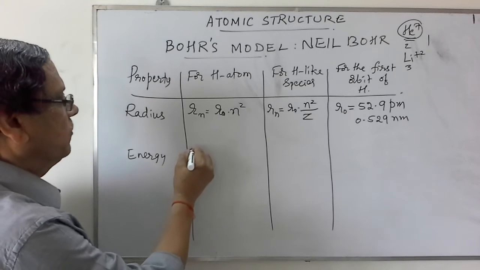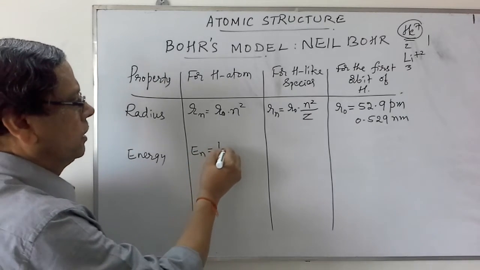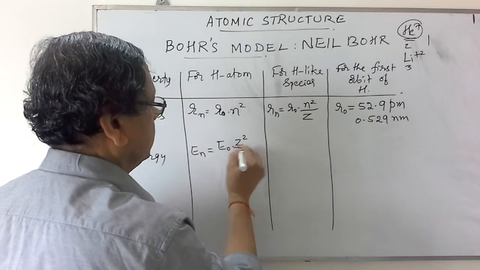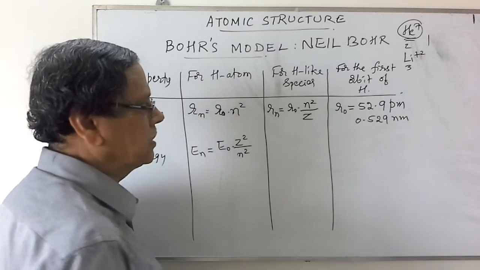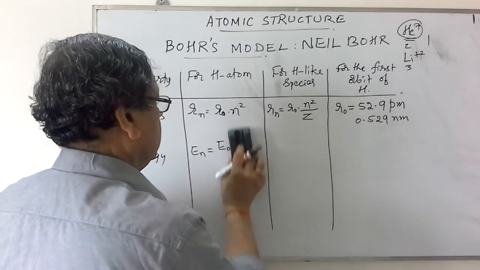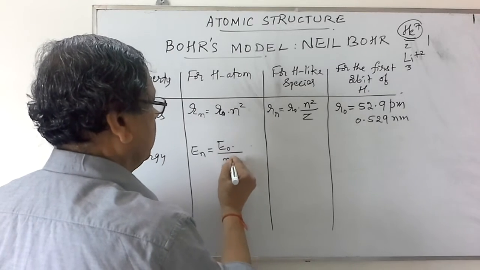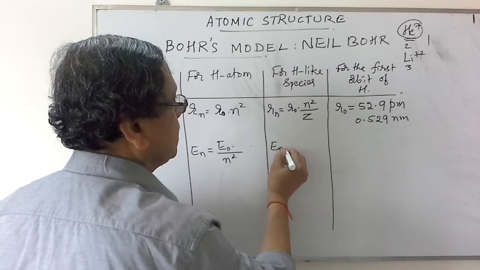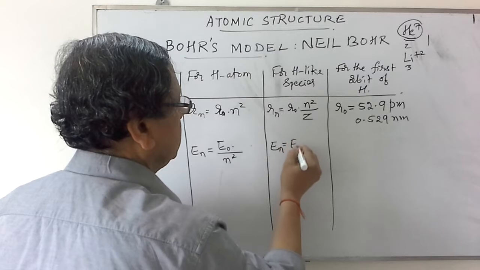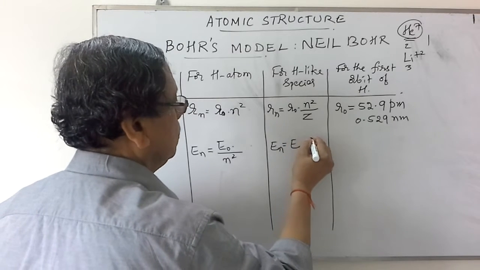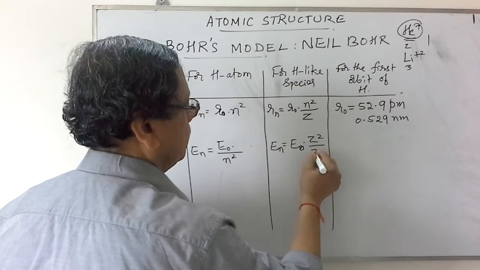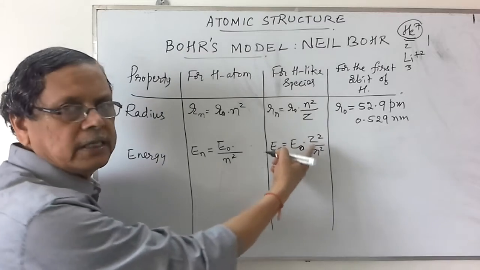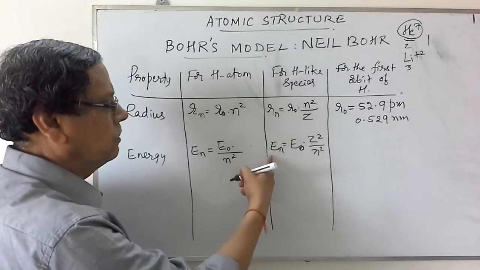Then the second property, that is energy. Energy of the orbit n is equal to E0 into Z square by n square. Z square E0 divided by n square for the hydrogen atom. For the hydrogen-like species, we have En is equal to E0 into Z square by n square. When you substitute n is equal to 1, and for the hydrogen atom Z is equal to 1, therefore we have E0 is equal to En.